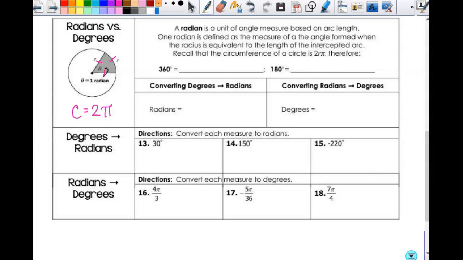A radian is just a different way to measure something. Just like I could measure the length of this floor in feet, or I could measure it in inches. It's just a different unit. So degrees, how many degrees are in a circle? 360. So there's 360 degrees in a circle, and there are 2 pi radians. So 360 degrees equals 2 pi radians. Which means 180 degrees equals what? Well, it equals pi radians.